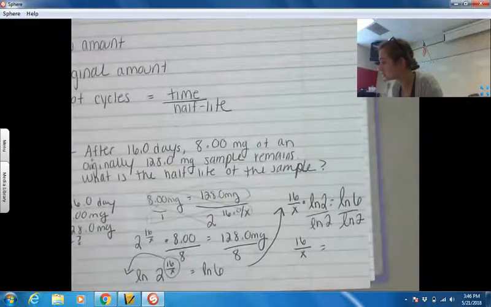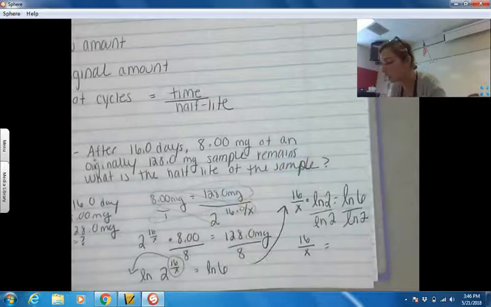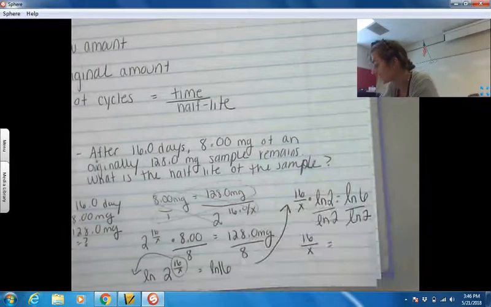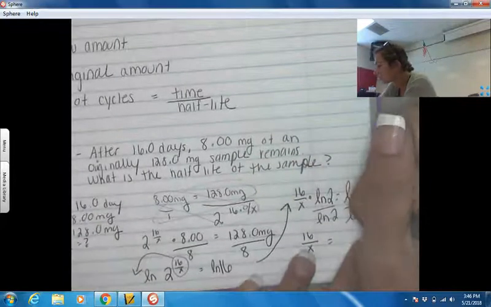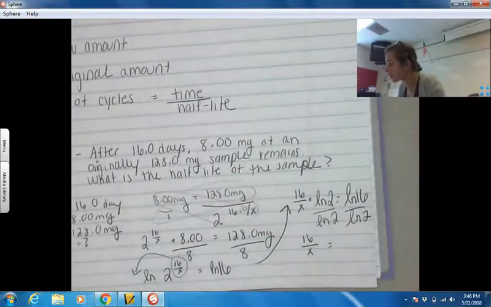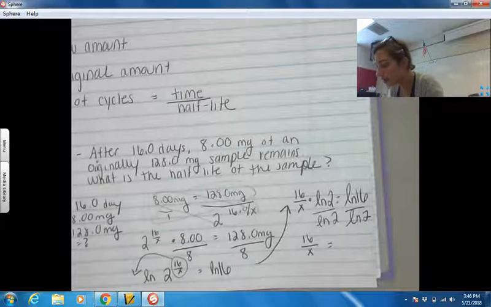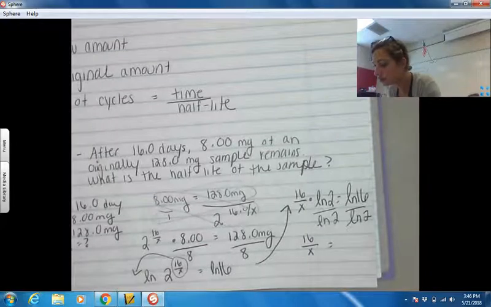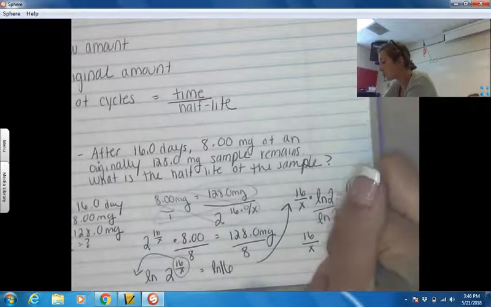let's see, oh guys, I'm so sorry. 128 divided by 8 is not 6, it is 16. That is my fault, so sorry. Alright, let's try that again. So the ln of 16 divided by the ln of 2 comes out to 4.